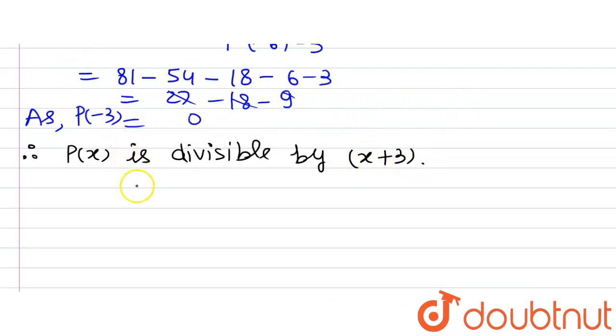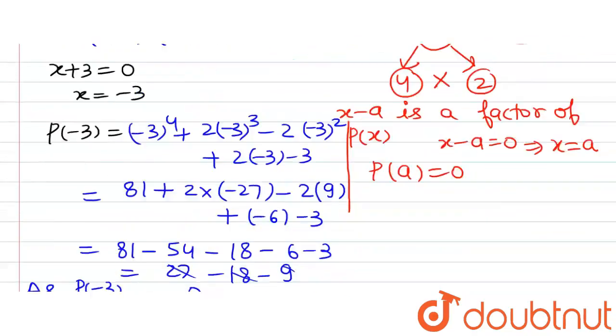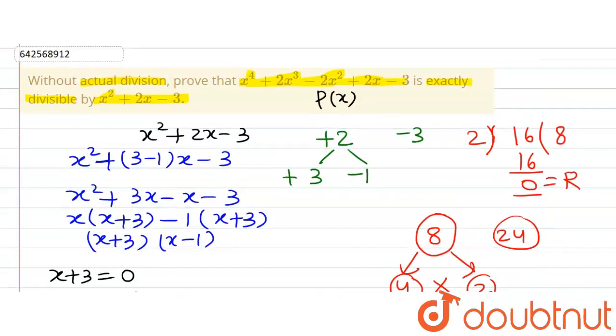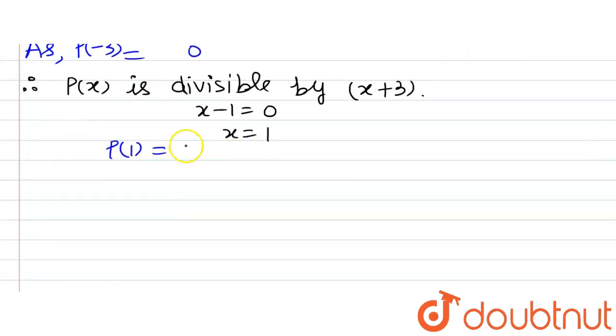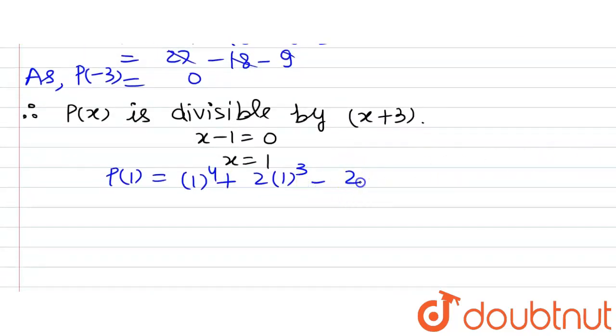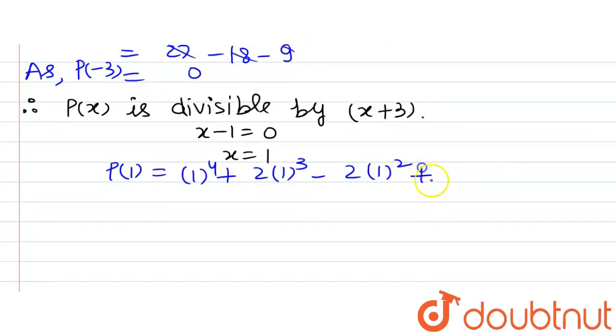Now let's move further and check for the other factor, x minus 1. Equate x minus 1 to 0, find the value of x from there, and put the value of x in the polynomial in place of x. So find the value of p(1), which is 1 raised to the power 4 plus 2 times 1 raised to the power 3 minus 2 times 1 square plus 2 times 1 minus 3.